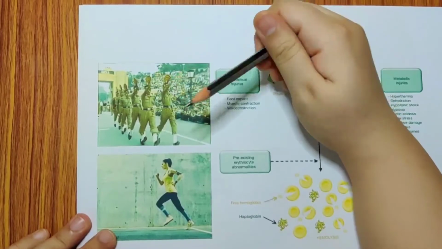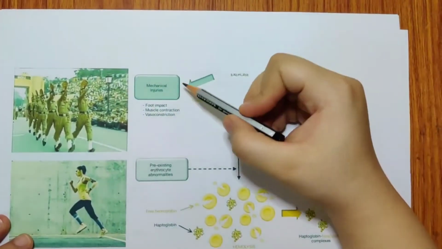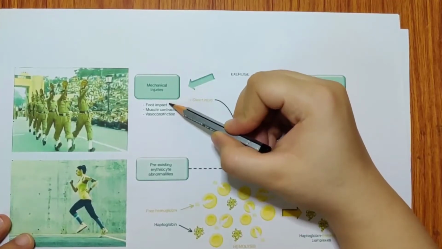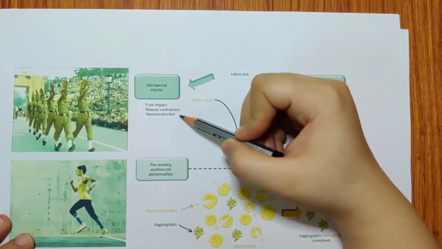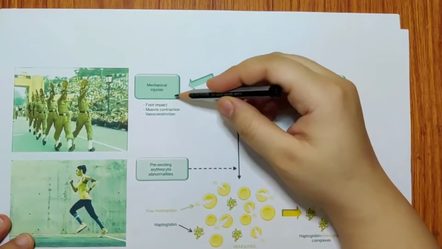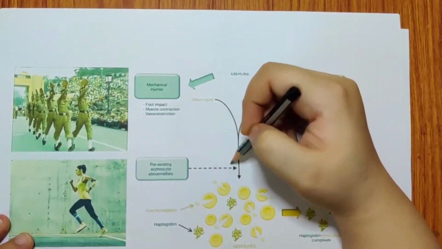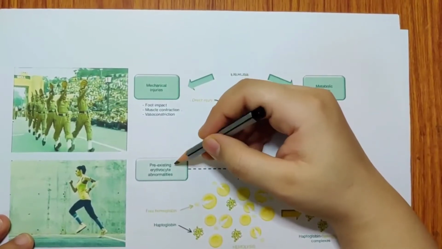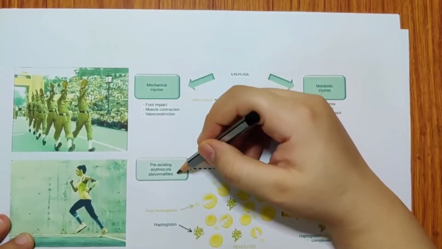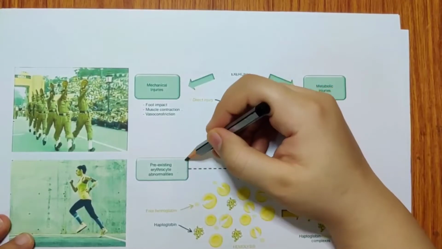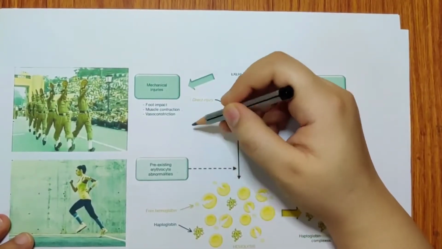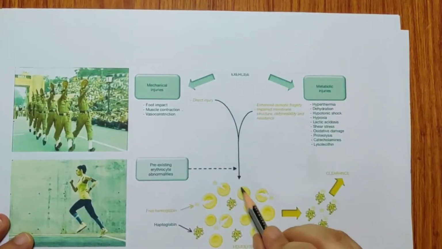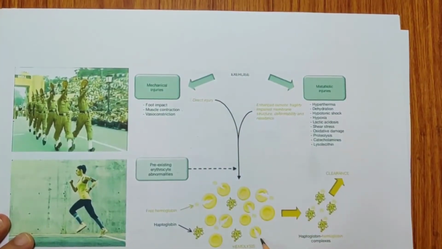Continuous march past can cause mechanical injuries. These mechanical injuries are due to foot impact, muscle contraction and vasoconstriction. These direct injuries occur along with any pre-existing erythrocytic abnormalities. What can you have? You can have anemia, hemolysis or thalassemia. If you have those, in addition to the direct injury, all the RBCs will start fragmenting.